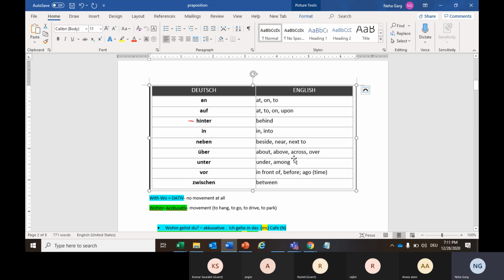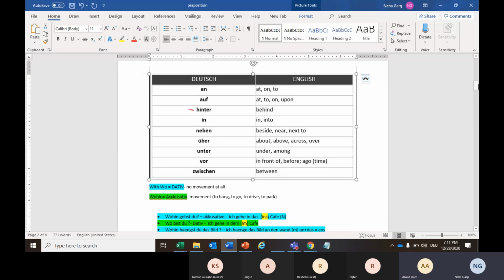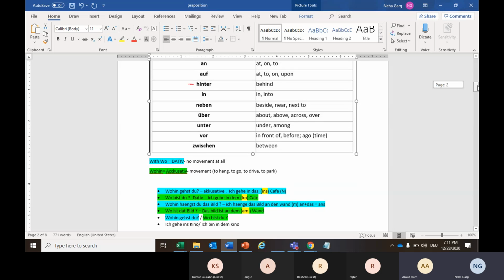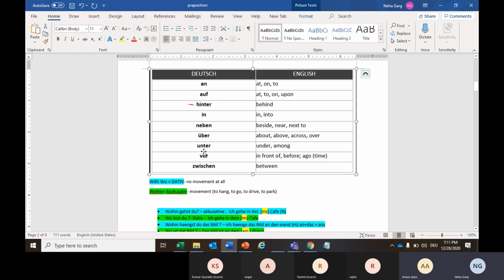Clear. Okay. Good. Now, ma'am, unter means under, किसी चीज के नीचे. अंदर और among ये कहाँ यूज होगा? I'll give you the examples. Basically, unter is used mostly for under.